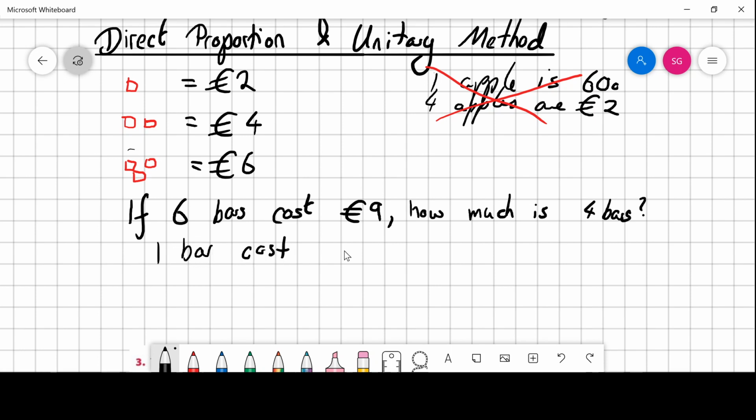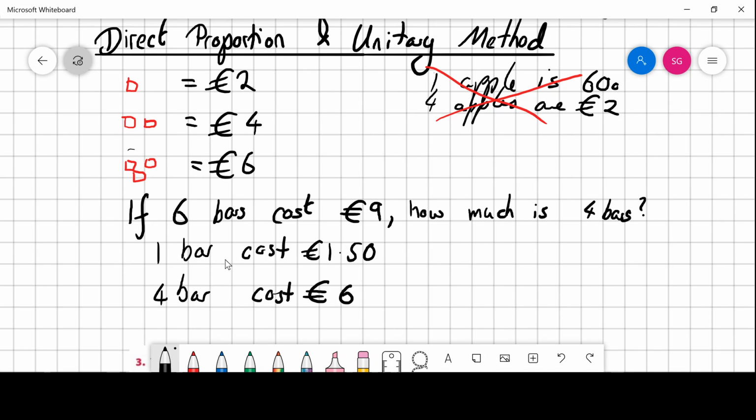So we go, okay, 9 divided by 6 for this, wouldn't we? And we'd get 1.5, so €1.50 is the cost of 1 bar. So what's 4 bars? Well, we'll immediately go, wait a second, that's just going to be multiply this by 4, and realize it's €6, okay?